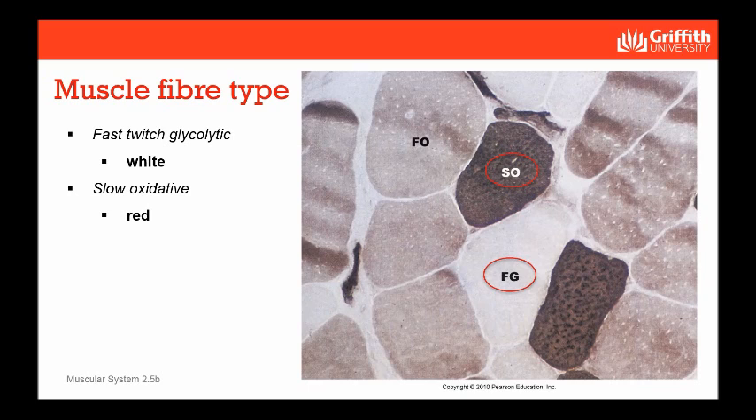The slow oxidative fibres are red. They have lots of myoglobin, which is an oxygen-carrying molecule, and lots of capillaries, so they utilize oxygen to provide energy for endurance. The pink-colored muscle fibres lie in between, as they share some of the characteristics of the other two muscle fibre types. They are the fast oxidative muscle fibres. A sprinter would have a higher proportion of fast glycolytic fibres, whereas a marathon runner would have a higher proportion of slow oxidative fibres.